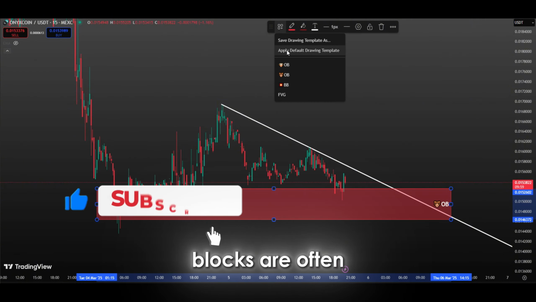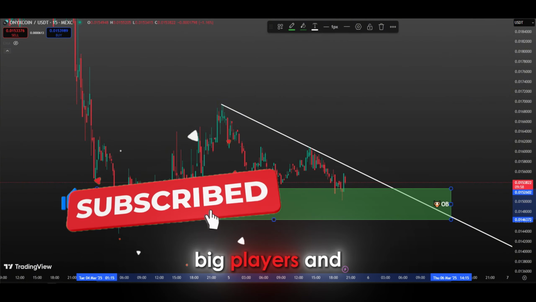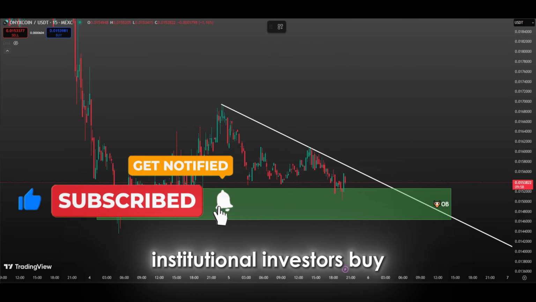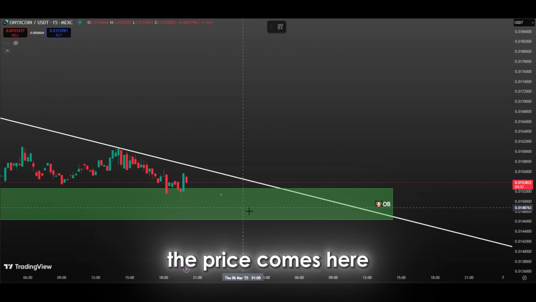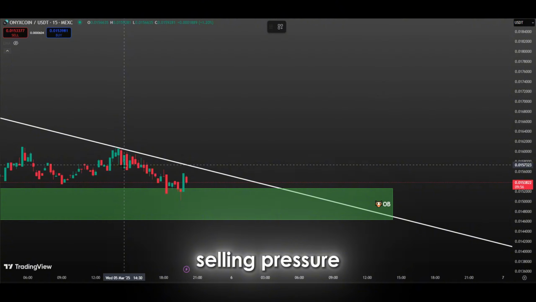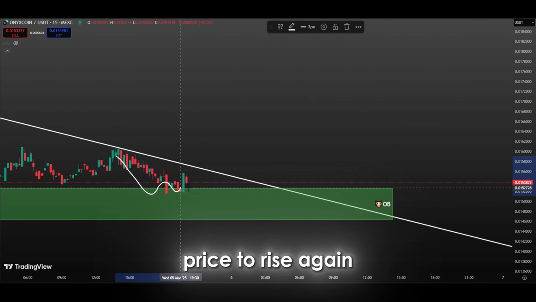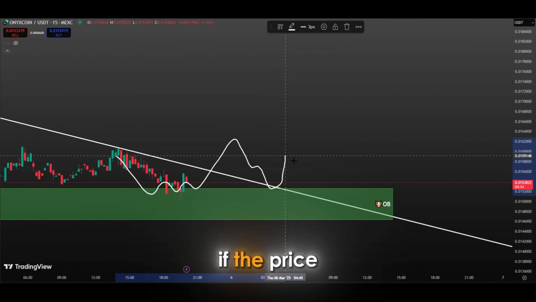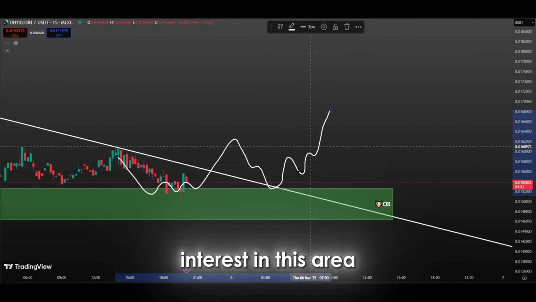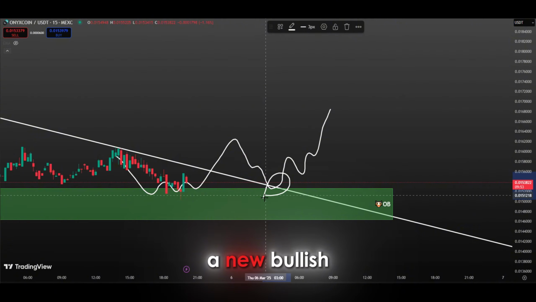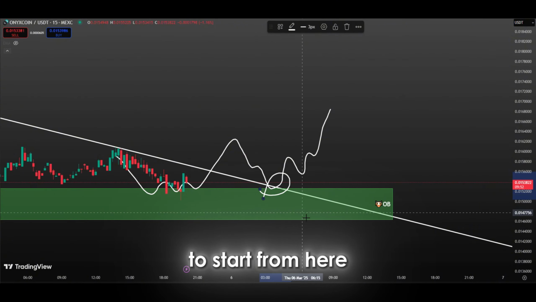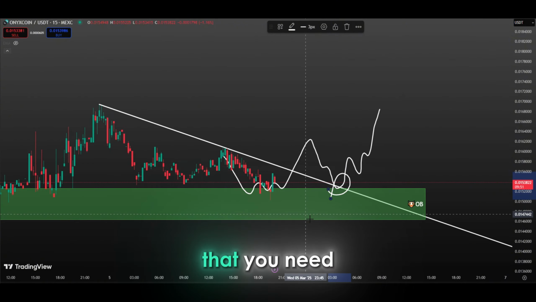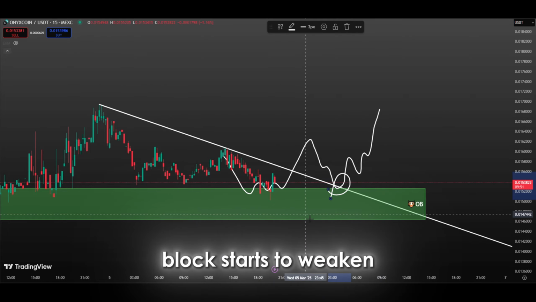Such bull order blocks are often known as areas where big players and institutional investors buy. So every time the price comes here, buyers step in to counter the selling pressure and cause the price to rise again. A similar scenario could be playing out right now. If the price encounters strong enough buying interest in this area, a new bullish wave is likely to start from here. But you also need to be careful, as the order block starts to weaken as you get a lot of contact and reaction.